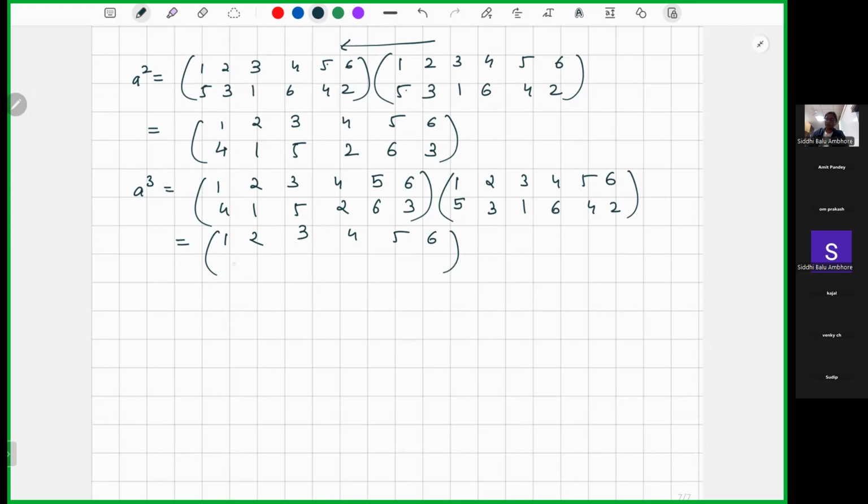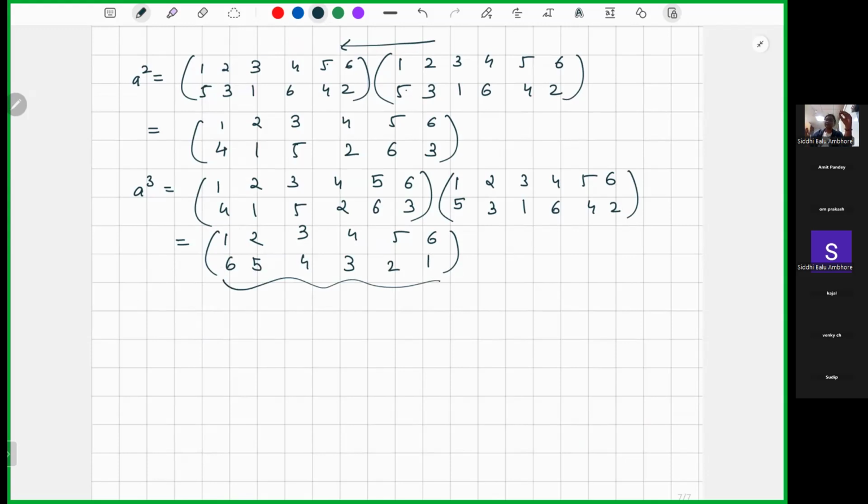1 goes to 5, 5 goes to 6, 2 goes to 3, 3 goes to 1, 1 goes to 4, 4 goes to 6, 6 goes to 3, sorry, 5 goes to 4, 4 goes to 2, 6 goes to 2, 2 goes to 1. As long as I am getting distinct numbers in the bottom, I am okay.